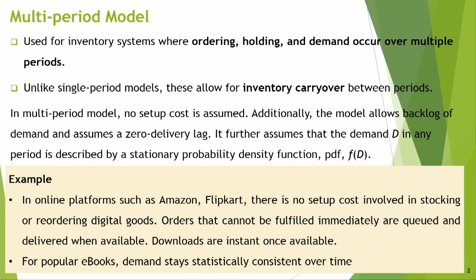So, we talked about single period models, one example of which is the newsboy problem or newsvendor problem, in which many copies of newspaper are purchased in the morning and then they are sold, and a decision has to be taken for one single period, that is, what should I do on Tuesday morning.